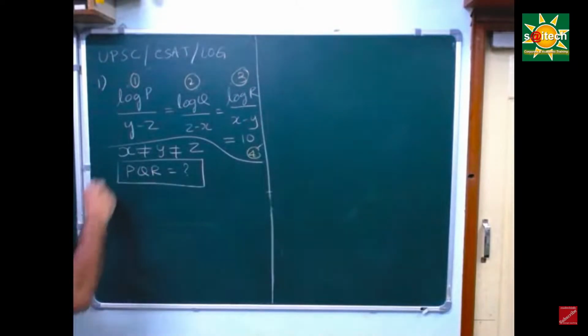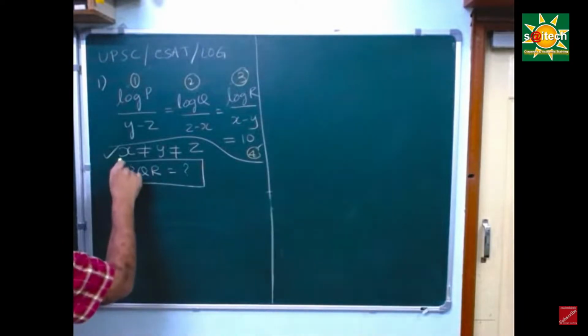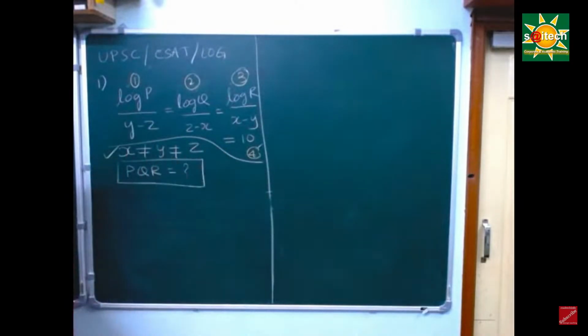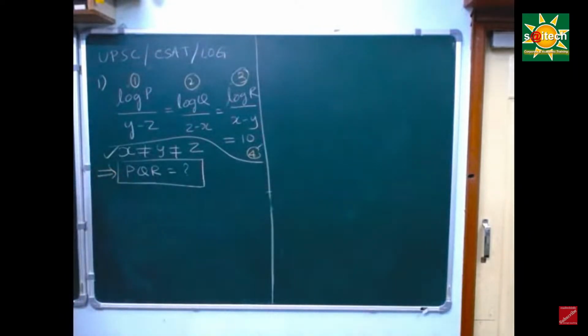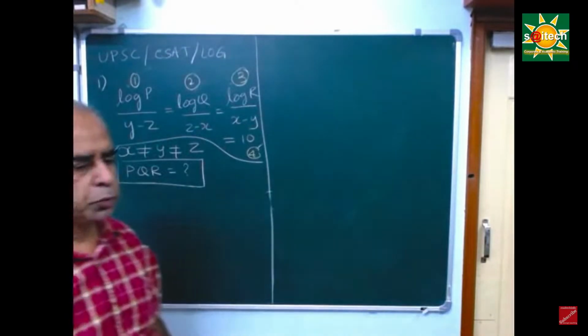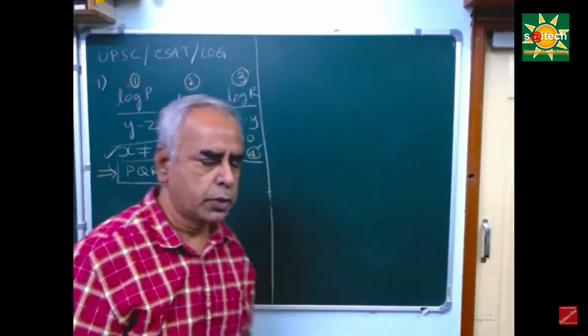Now the given is X is not equal to Y is not equal to Z. So X is not equal to Y, Y is not equal to Z. Now what is asked? PQR is asked, okay, right? And they would have given 4 options. You have to select the correct answer.